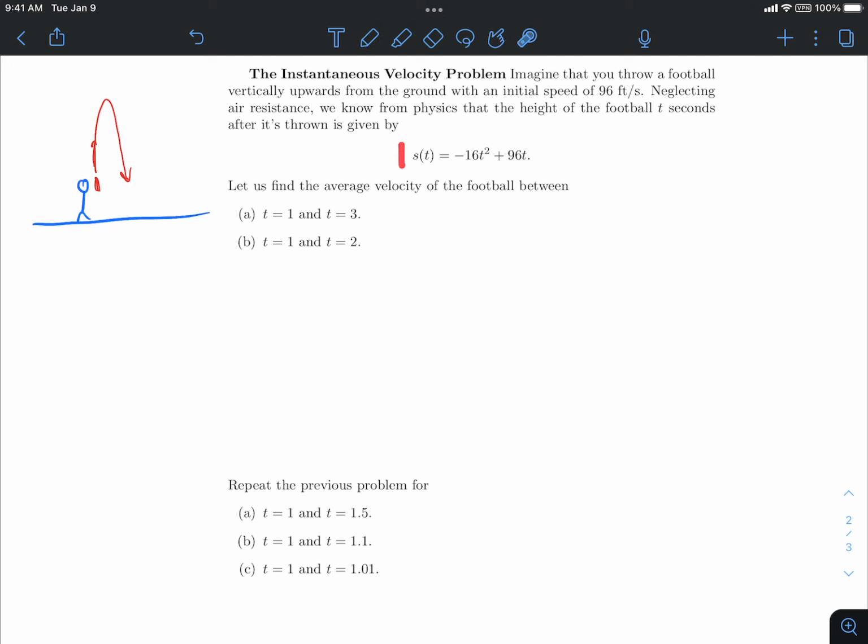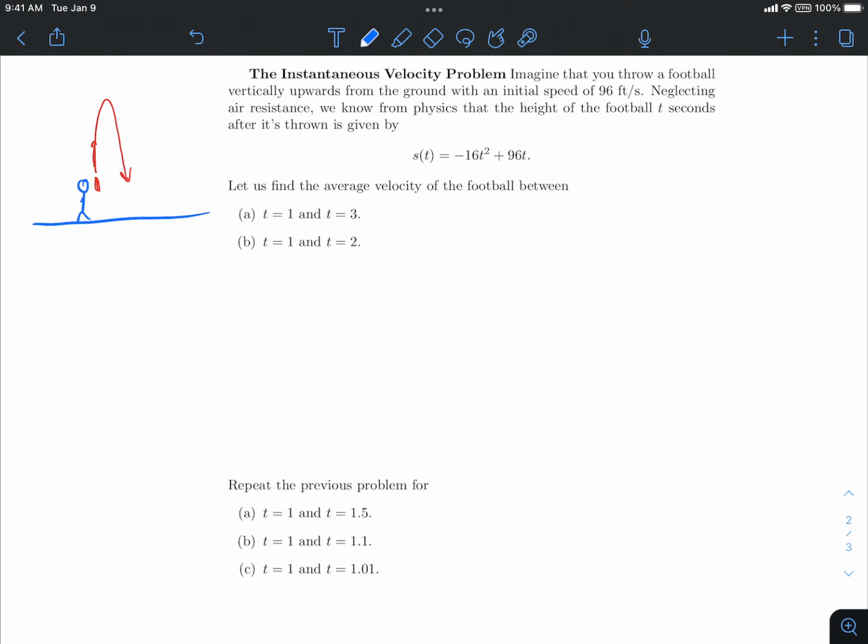And from physics, if you use the acceleration of gravity, the fact that the velocity changes over time, all the equations that you already know from physics, you're going to see that this is an equation that measures the height of the football, where t is the time after the ball is thrown, okay? So how do we find the average velocity of the football between t equals 1 and t equals 3?